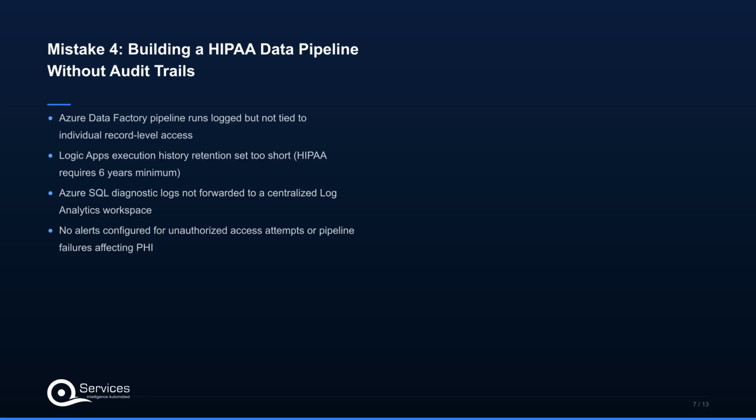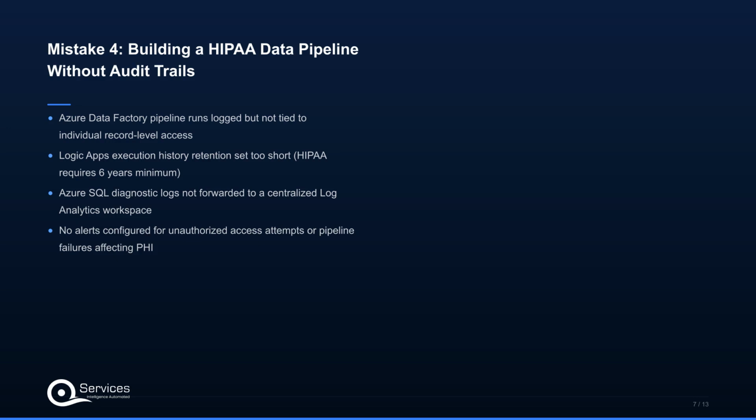Next up, mistake 4, building a HIPAA data pipeline without audit trails. HIPAA requires audit controls that track who accessed PHI, when, and what they did with it. Azure HIPAA compliance mandates this at every point in the data lifecycle, not just at the database layer.